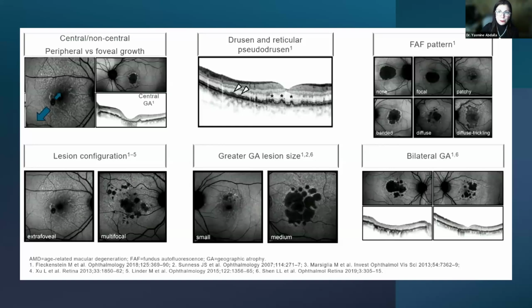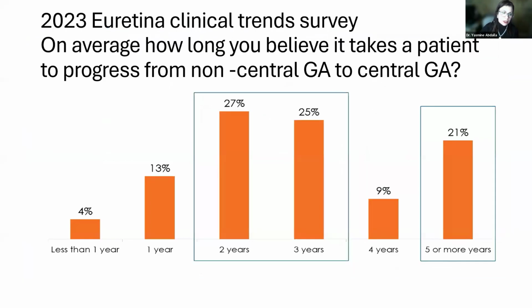This is a picture of all the risk factors we've discussed. So on average, in real life, how long would people believe it takes a patient to progress from non-central involving GA to central involving GA? The Retina Clinical Trend Survey answered that question. Most people thought it's 2 to 3 years, followed by 5 or more years. These are all retinal specialists.